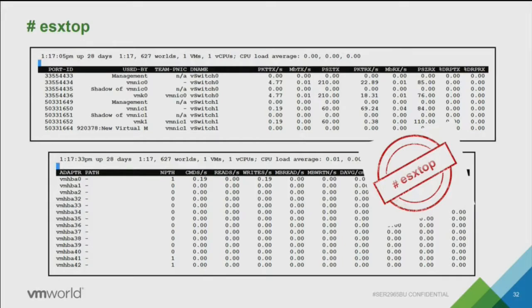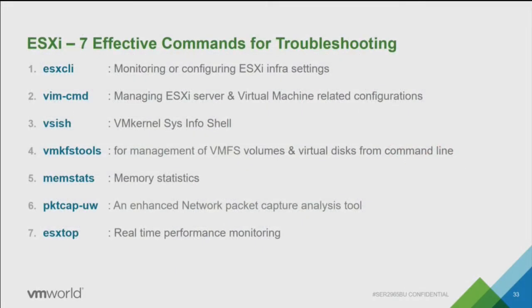That's ESXtop. So to quickly summarize all the 7 commands, we started with esxcli, which can help you troubleshoot all your ESXi core issues, vim-cmd for managing virtual machine related issues, and vsish, a unique command that will help you get all the information directly from the VM kernel. Whenever you're using vsish, please use it only with the get option. Then vmkfstools for your VMFS and virtual machine VMDK related issues, memstats, pktcap, and ESXtop.